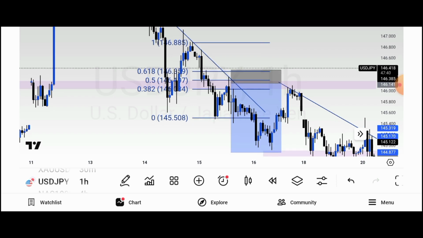So guys, that is it for support and resistance key levels. I'll still do other videos on other chart patterns, the break and retest of them and that.